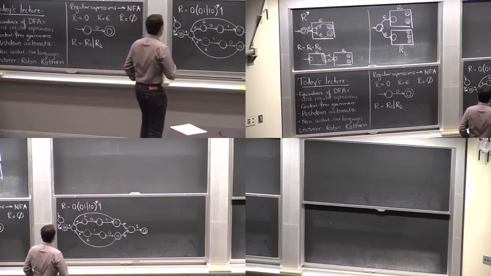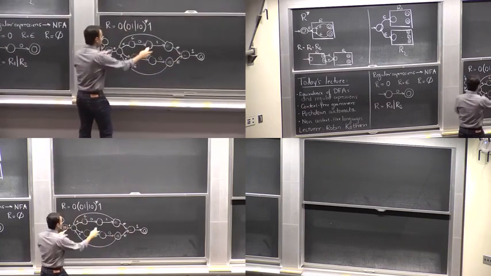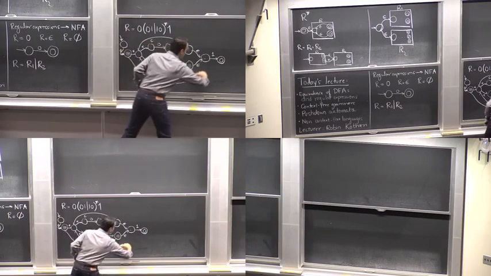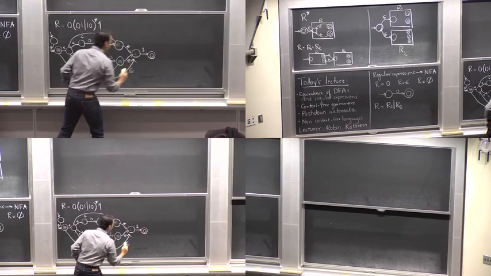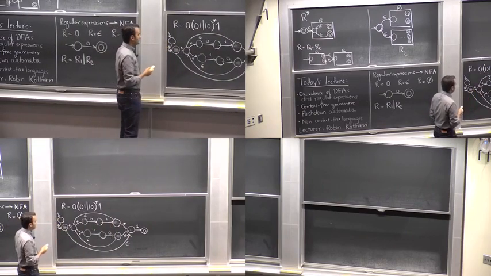You need epsilon transitions to the new state from all the accepting states of the previous machine. So this was an accepting state, this was an accepting state, and this was an accepting state. So you need an epsilon transition here as well. OK, so this should be an NFA for this regular expression over here.